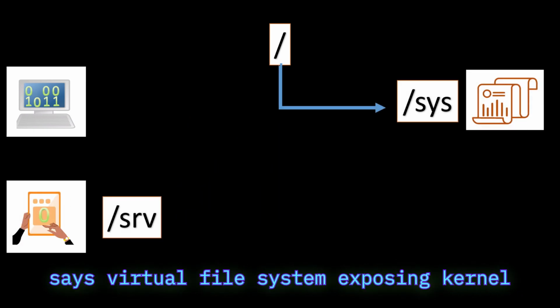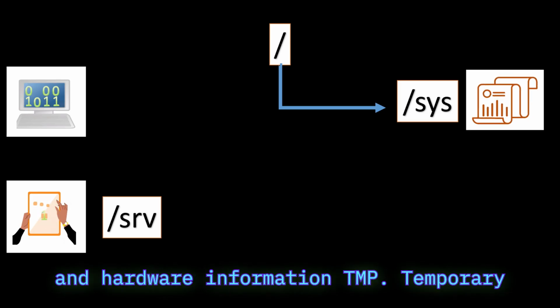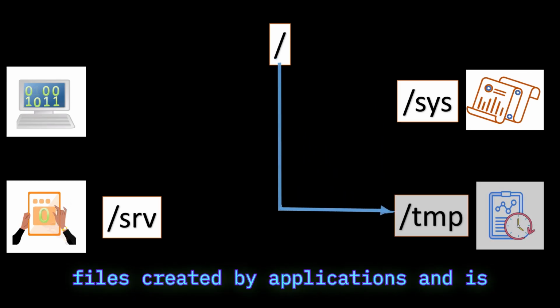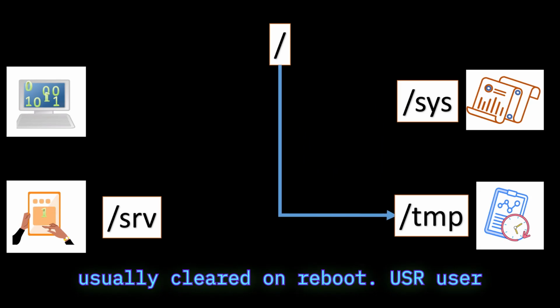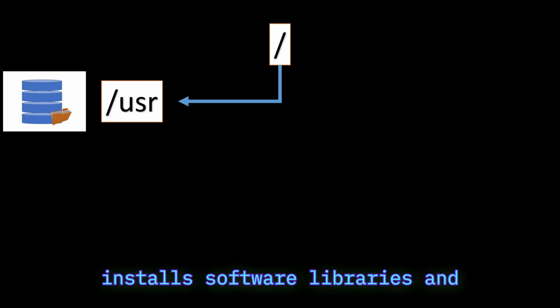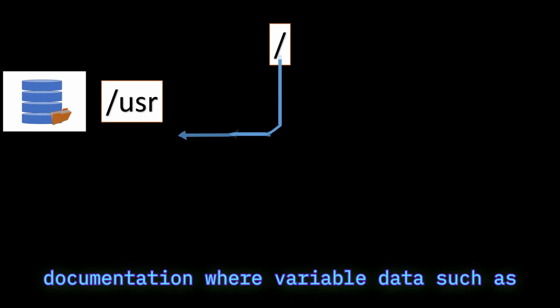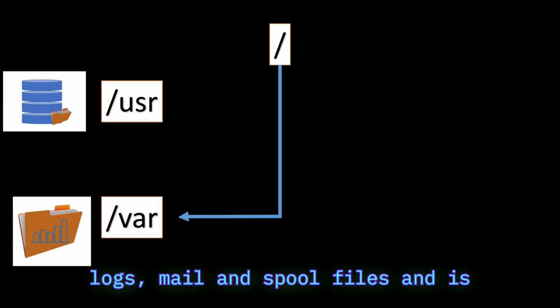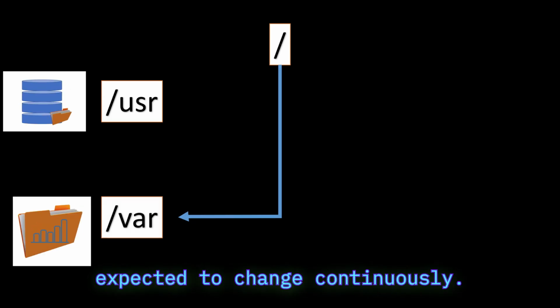Sys: virtual file system exposing kernel and hardware information. Tmp: temporary files created by applications, usually cleared on reboot. Usr: user installed software, libraries and documentation. Var: variable data such as logs, mail and spool files, and is expected to change continuously.